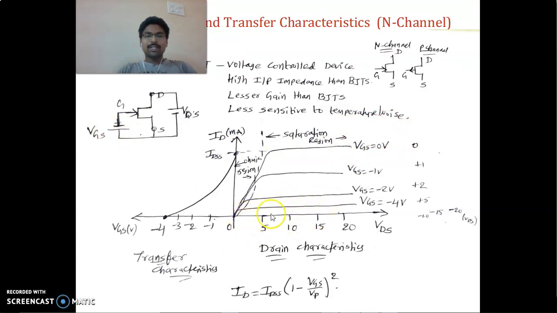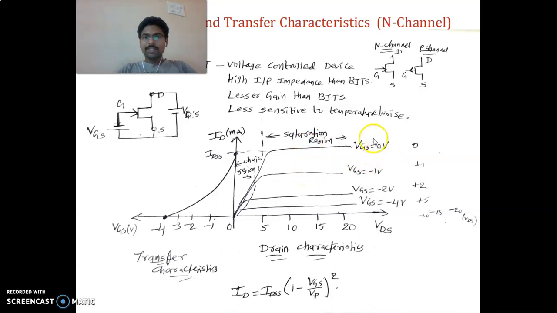Now, due to the increase in VDS voltage, there is an increase in the current up to some point, and afterwards a constant current occurs here. If we decrease the VGS from 0 volts to minus 1 volts, if you decrease it to more negative, then the channel width is going to be reduced, and hence there is lesser current in the VGS equal to minus 1 case than the VGS equal to 0 case.